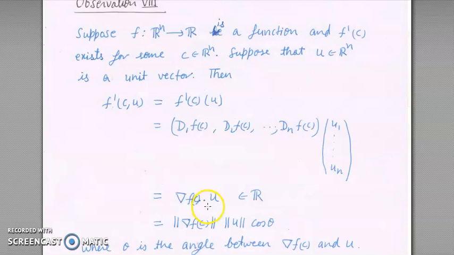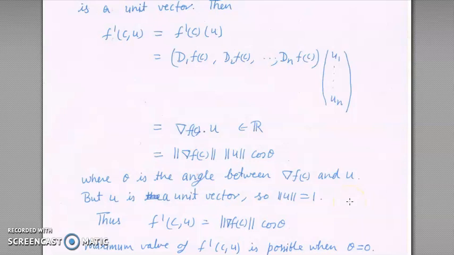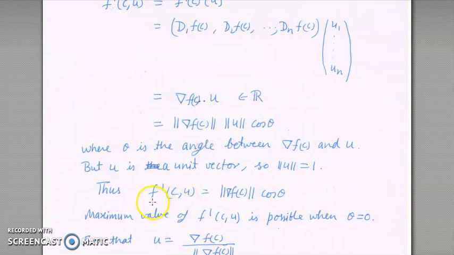Now by the definition of dot product, this can be written as norm of the gradient of f at c, norm of u, and cos theta, where theta is the angle between the gradient of f at c and u. And u is a unit vector, so norm of u is equal to 1. So f'(c; u) can be written as the norm of gradient of f at c times cos theta. And you know that f'(c; u) is the rate of change of f at c in the direction of u.